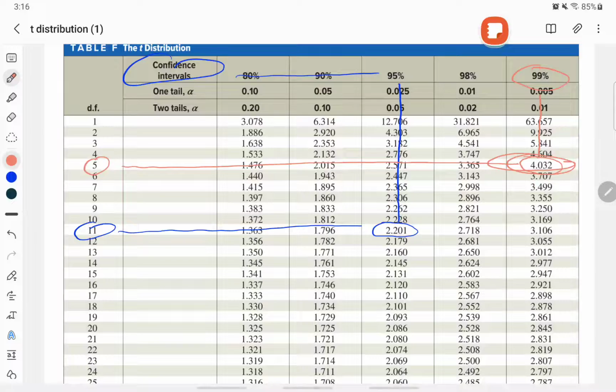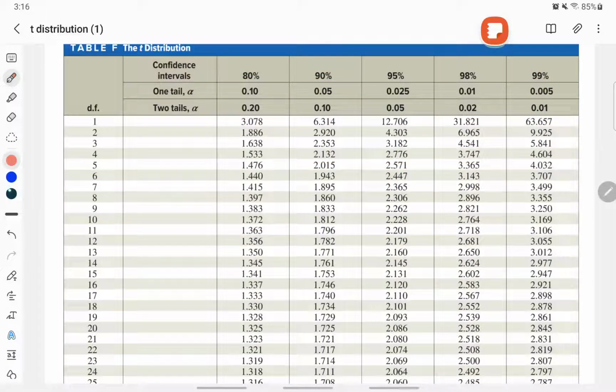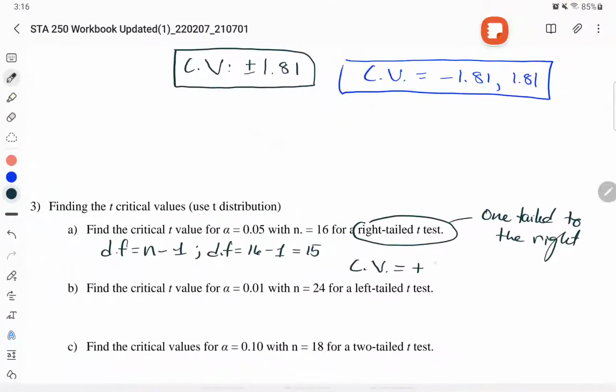So t-distribution. Now, if you look here, this is a one-tailed test. One-tail alpha 0.05. Degrees of freedom is 15. Therefore, our critical value is 1.753. So that's positive 1.753.